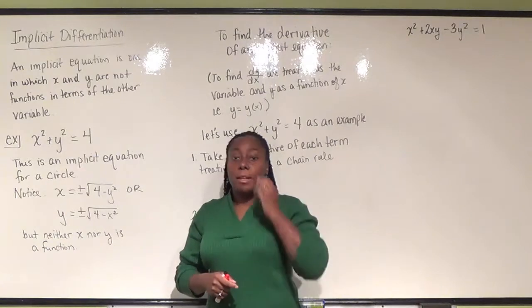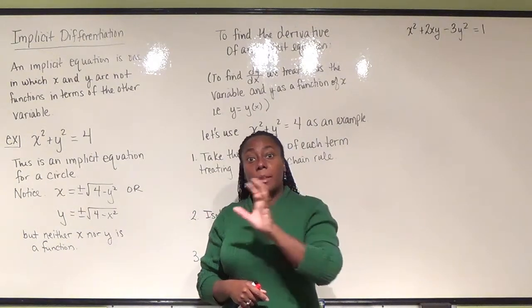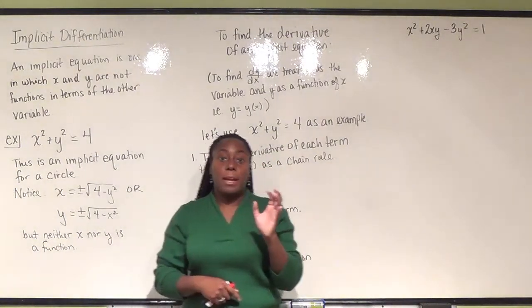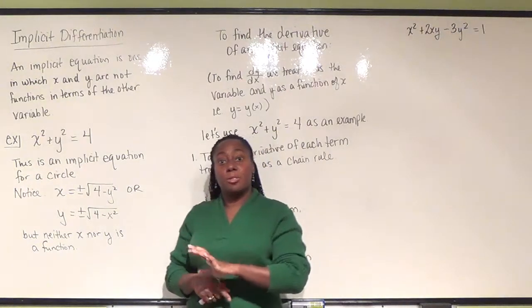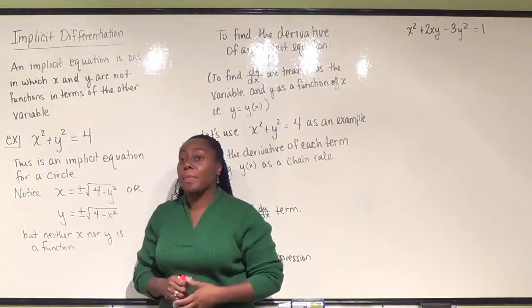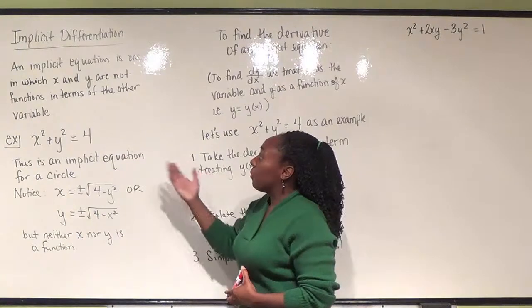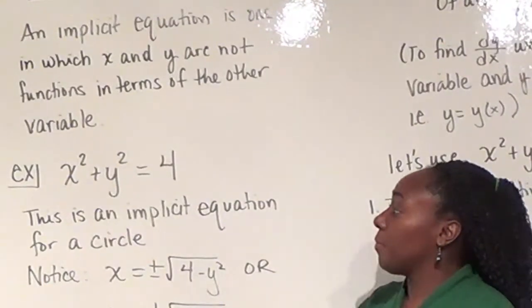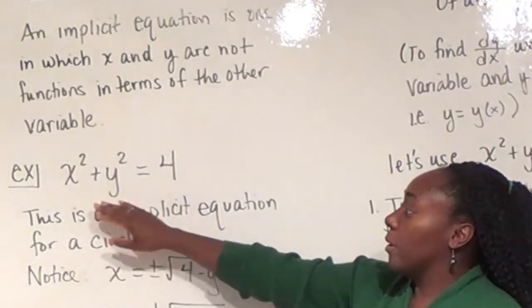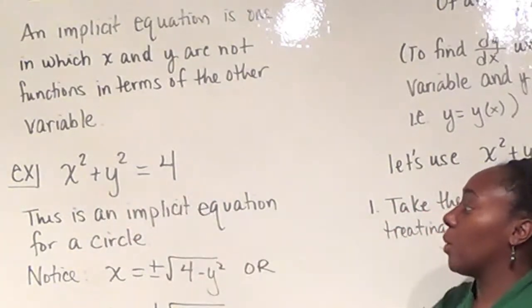What we mean by that is normally we talk about y being a function of x, so y can be written as f of x equals some expression. If I'm talking about an implicit equation, here's an example of one: x squared plus y squared equals 4.